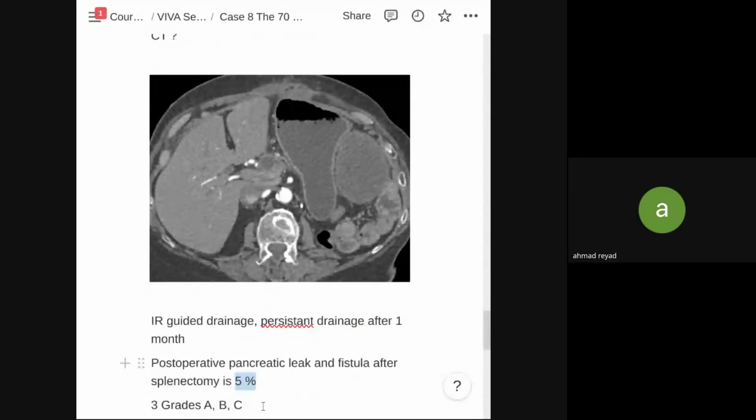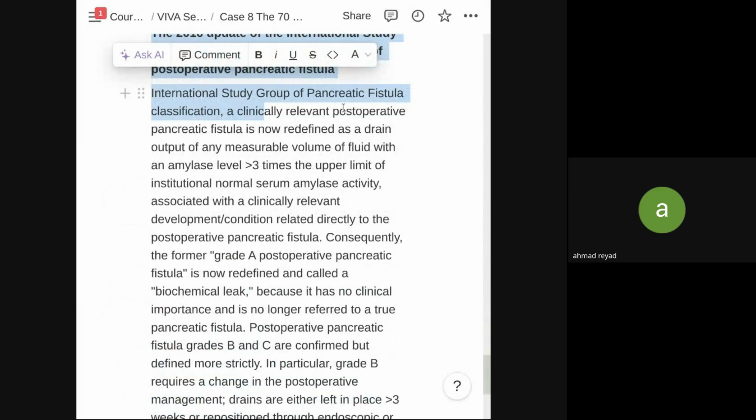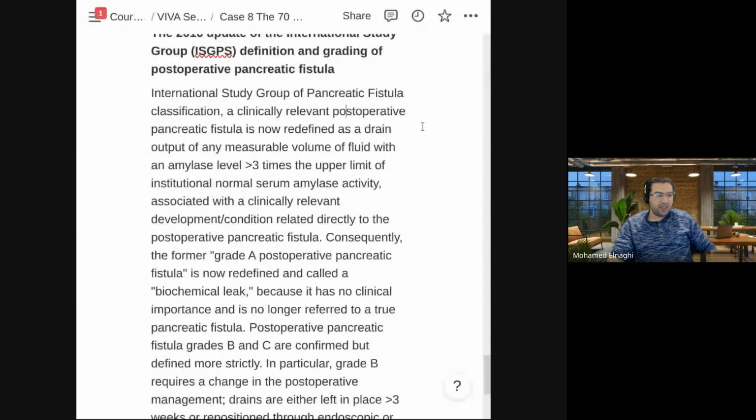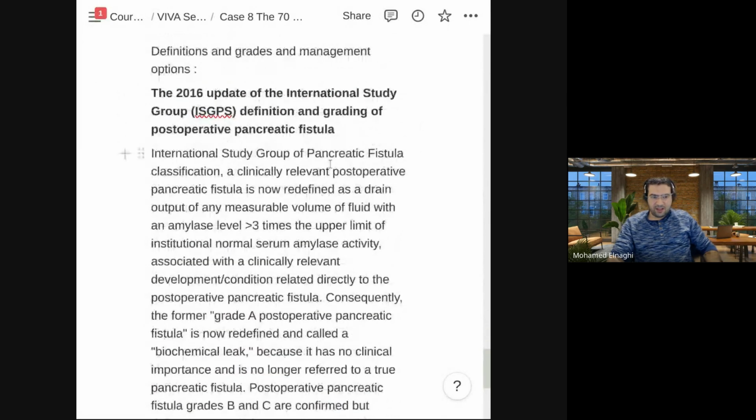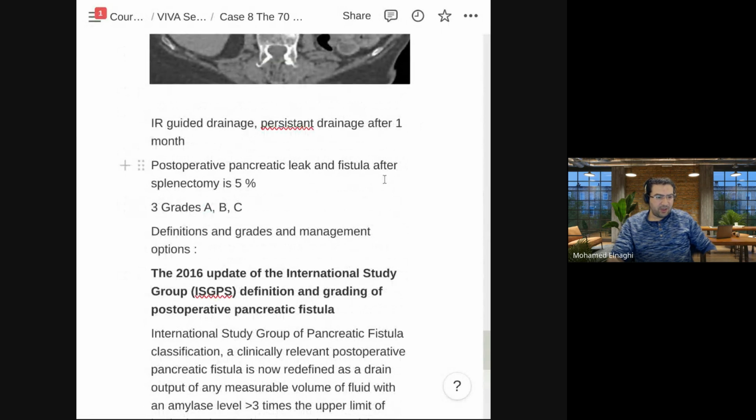Yeah. So the incidence of that is about 5% after splenectomy. It's more common after traumatic splenectomy. And a very important thing to know is the definition of pancreatic fistula and what the grades are. You'll find this in the 2016 update of the International Study Group on Pancreatic Fistula, the definition and grading of post-operative pancreatic fistula. If you do a Google search, you'll find it.